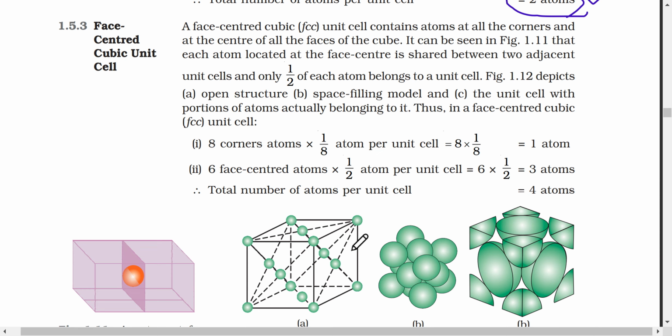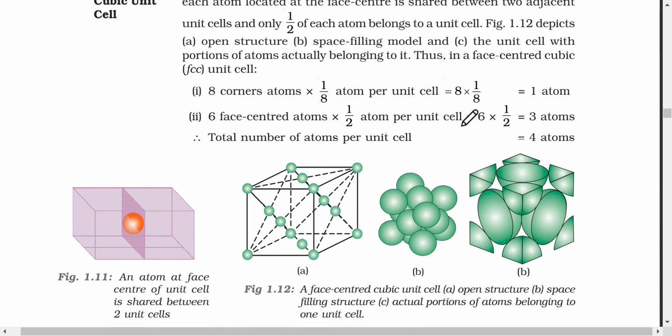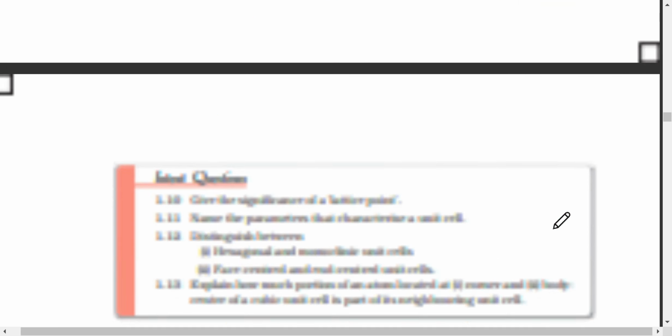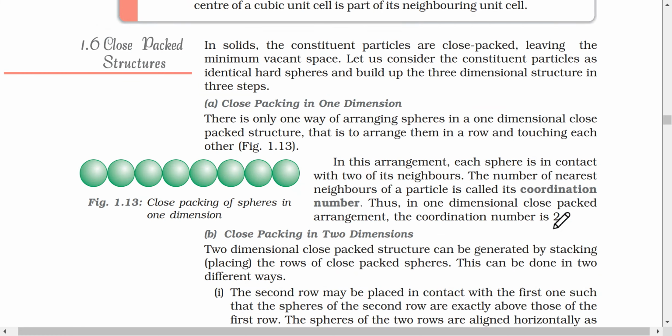Fine. अब यहाँ पे again open structure, space filling model and the unit cell with portions of atoms actually belonging to it दिया हुआ है in the three structures. ठीक? In a face centered cubic unit cell FCC 8 कॉर्नर पे 8 है into 1/8, ये एक एटम आपका कॉर्नर वाला. उसके बाद फेस सेंटर्ड है, कितने फेसेस है? 6. एक फेस पे कितना है? हाफ एटम. 6 into 1/2 is 3 और total फेस सेंटर्ड में 4 एटम्स होंगे. इजी. नेक्स्ट, अब हमारे पास है क्लोज पैक्ड स्ट्रक्चर्स.